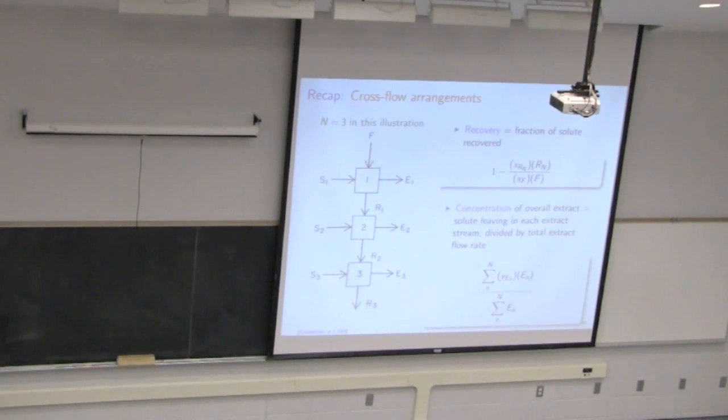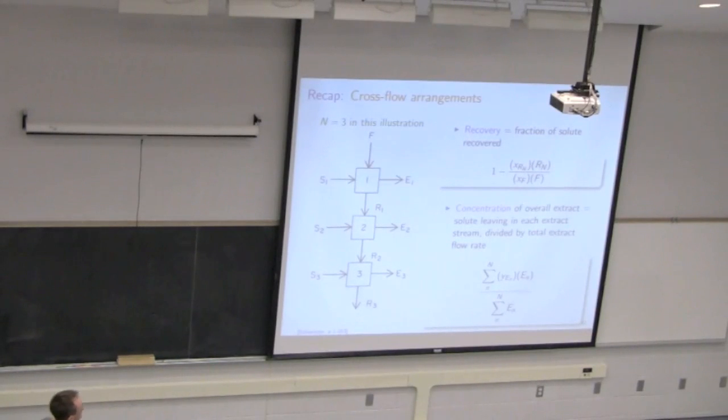And that, remember, was the discussion at last class. That's the important number we need in order to trade off between different choices of solvent flows, different choices of solvents, is to be able to calculate that recovery number. So that's where our aim is. So let's just quickly recap what we're doing here.